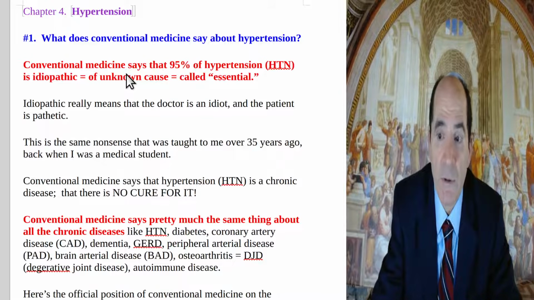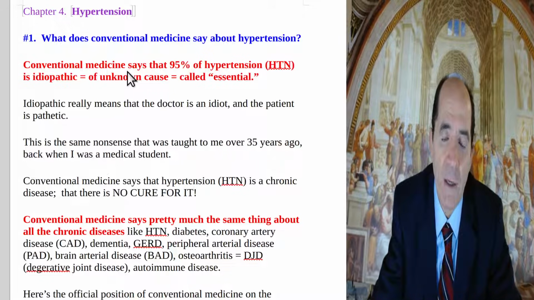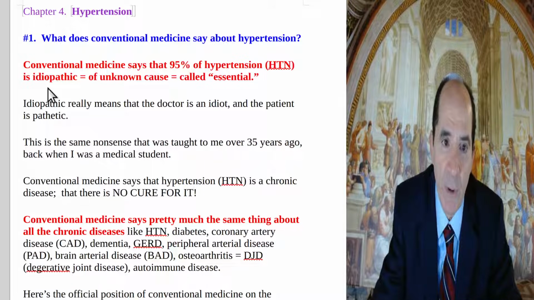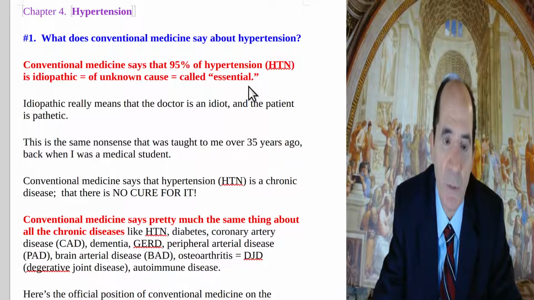And so here's like the typical textbook. This is how students are educated. It's been this way my entire career. I went to medical school many, many years ago. Gosh, like 40 years ago, all right? And this is what was taught. 95% of hypertension is idiopathic, of unknown cause, called essential hypertension.